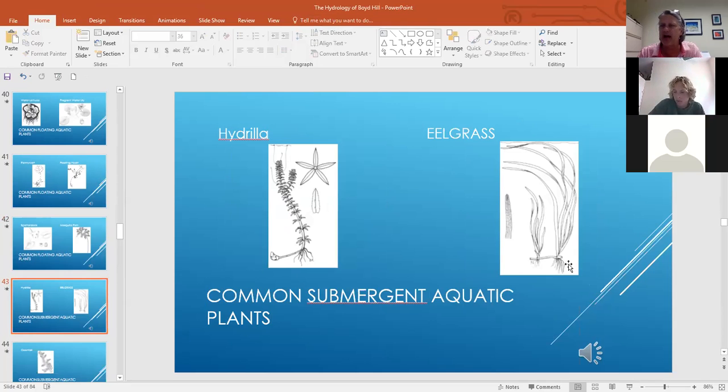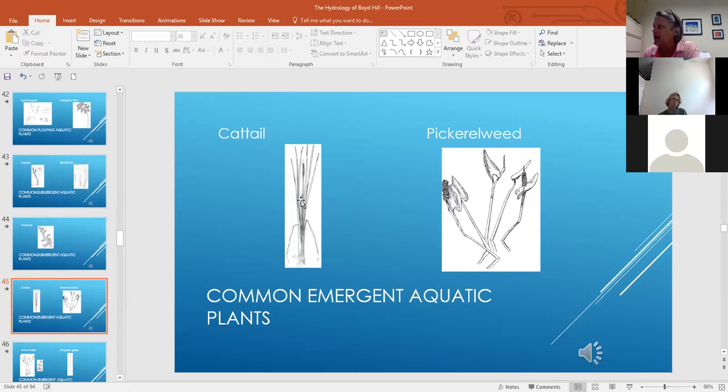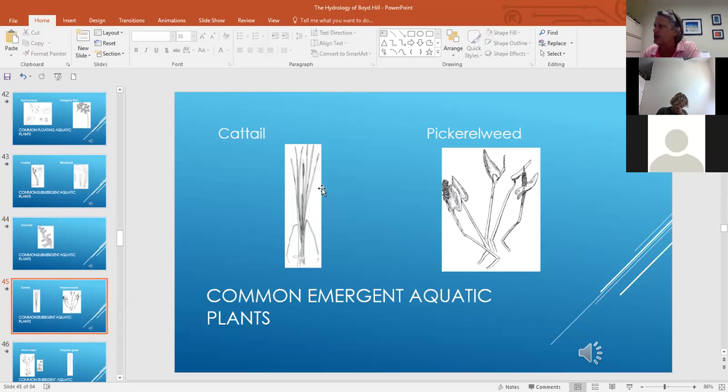Eelgrass communities typify Lake Maggiore. Hydrilla is a common aquarium plant. And so is coontail. It's a common aquarium plant harvested right from our ponds. We have a lot of this on the St. Pete College Seminole campus. Cattails are an emergent. See, these are submergent under the water, emergent coming out of the water, and pickerelweed. Cool flowers on the pickerelweed, purple, heart-shaped leaf sticking up.